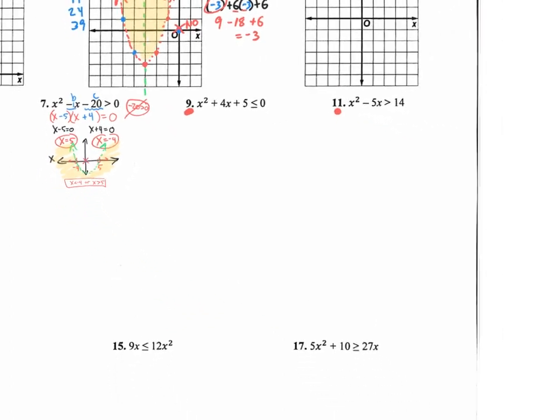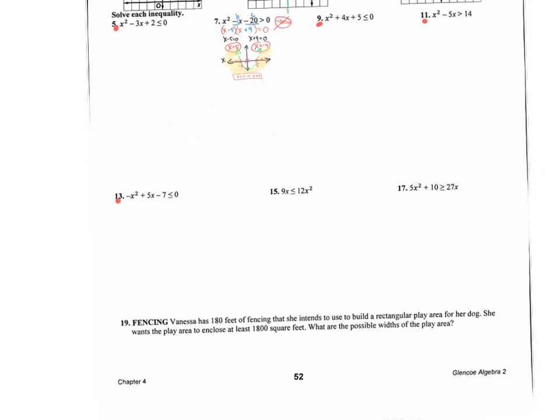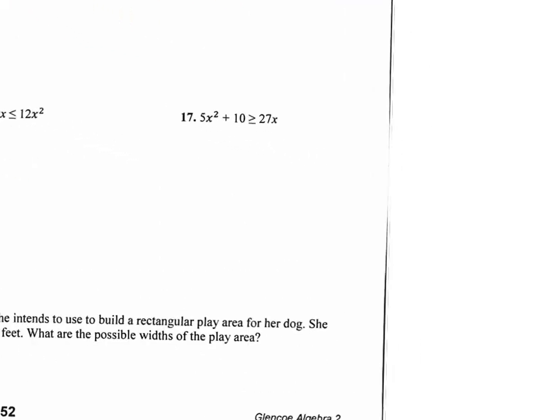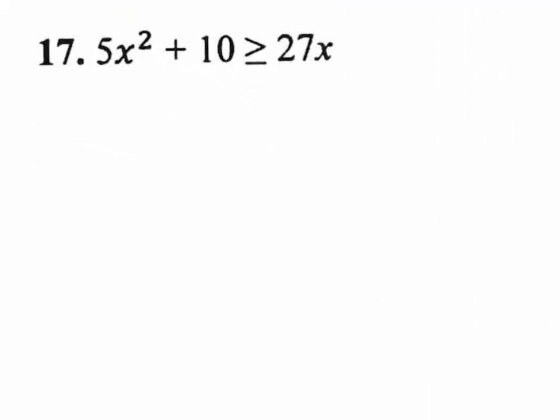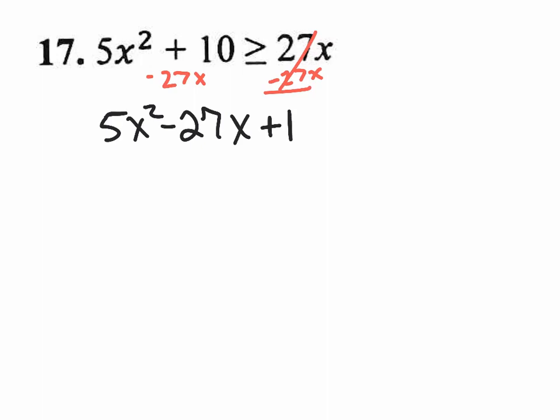Shall we do another? Pick one, 15 or 17 since the rest. 17, all right. So what do I do first? If this were an equation, what would I do? Subtract 27x. Let's rewrite it: 5x squared minus 27x plus 10. We're going to pretend it's equal to 0.